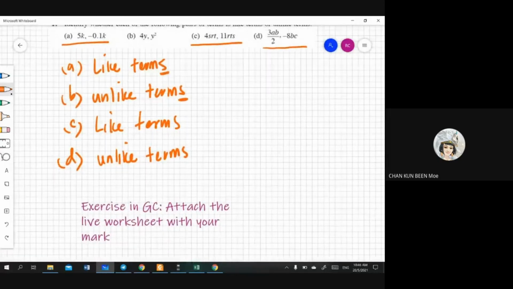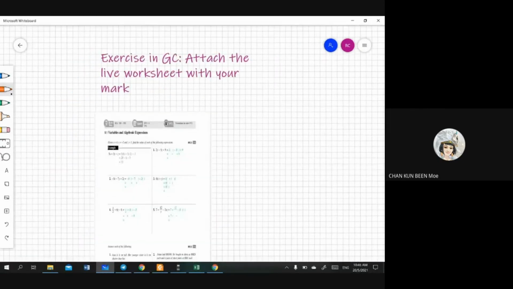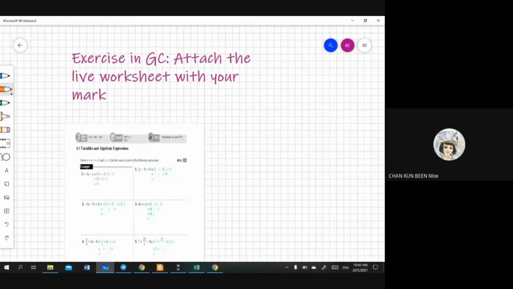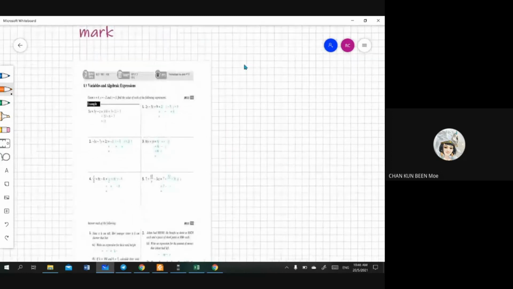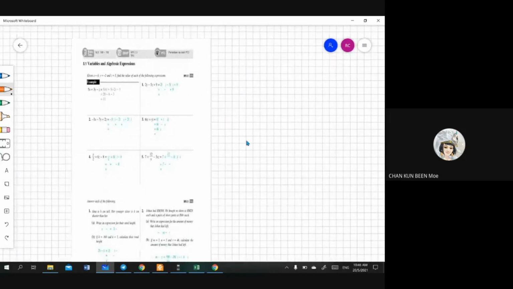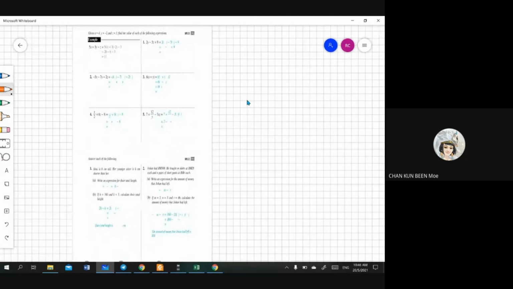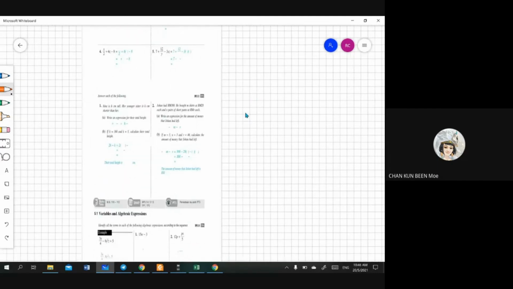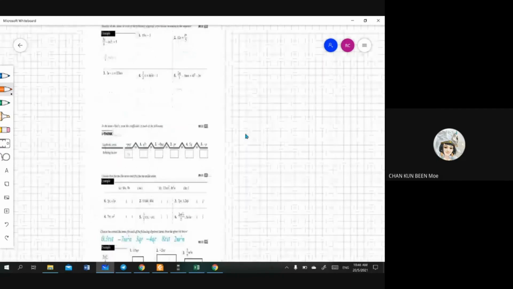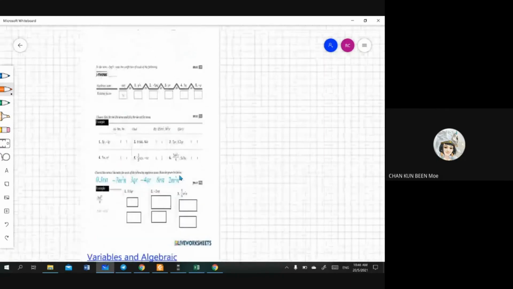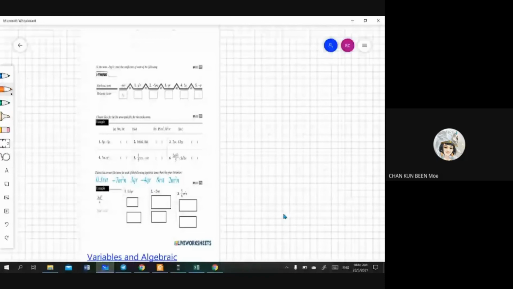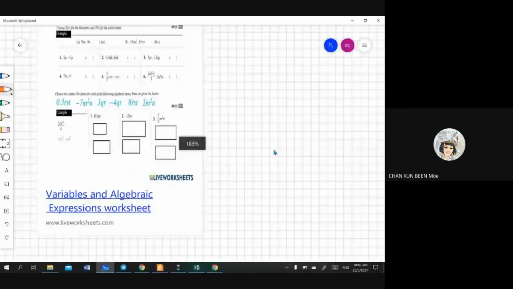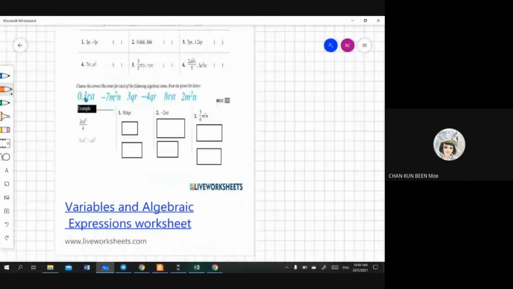So you go to your GC, you can see as usual, I wrote this down. The exercise in the GC, you need to attach the live worksheet with your mark as usual because I give you the exercise like this. I want to remind you of one thing for this live worksheet. On the last part, when you do your exercise, this part, I show it bigger to you. Because it's a selection question, you have to choose the first 3.